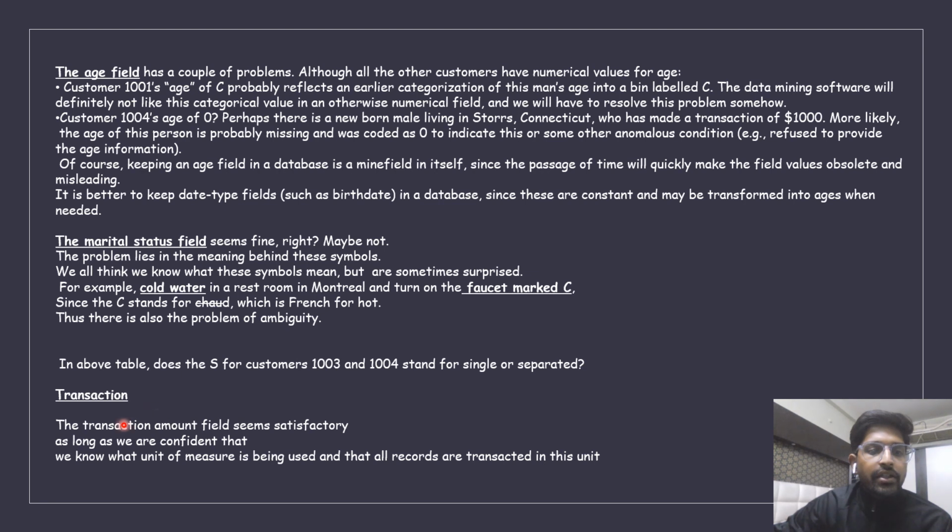The transaction column is satisfactory as long as we are confident that we know what unit of measure is being used. So these were the problems in the given database, and these are the ways we find out the problems in a database. Thank you.